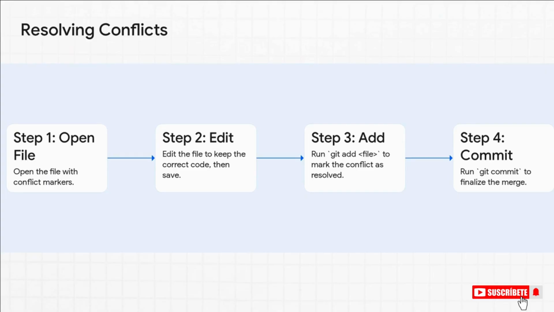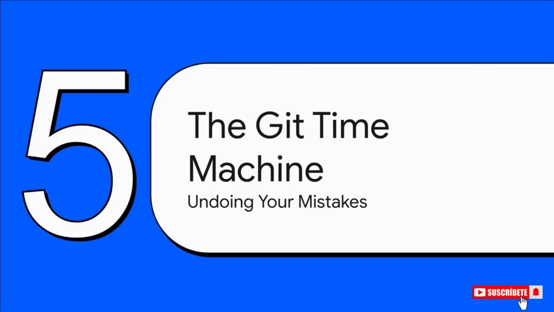You just open the file, and Git will have marked exactly where the conflicting code is. You look at it, and you edit the file to keep the code you want. Maybe it's your version, maybe it's your teammate's, or maybe it's a mix of both. Then you just save the file, you add it to tell Git, hey, I fixed it, and then you commit. That's it. Panic over.